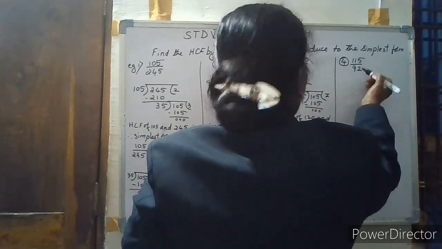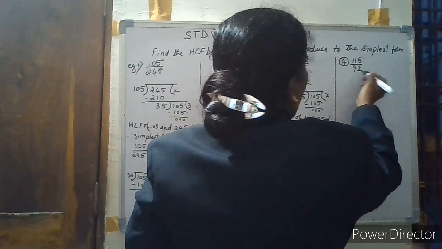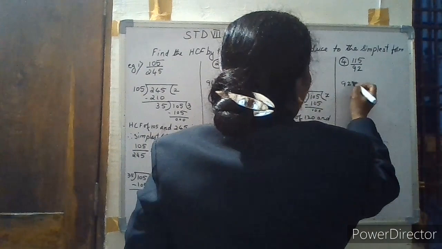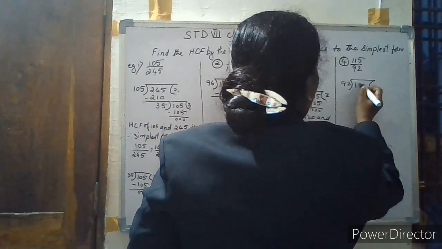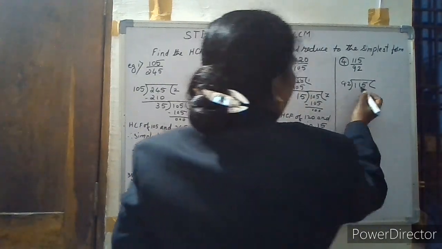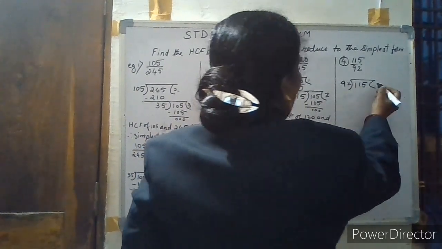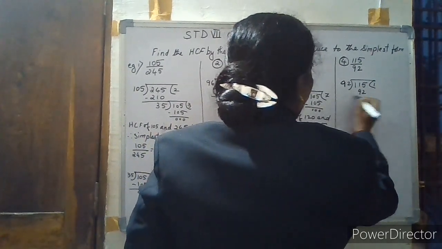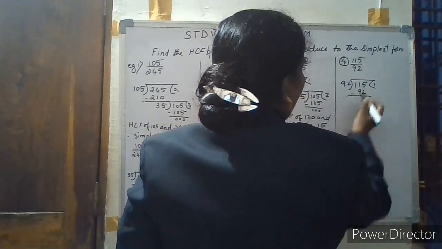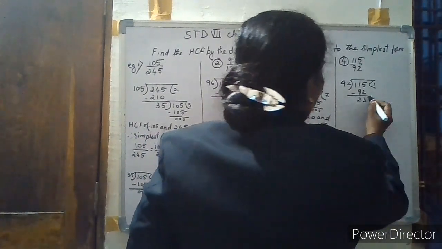115 by 92. So this again, the denominator is smaller than the numerator. So 92 becomes the divisor and 115 is the dividend. So 92 and 115 is very nearest. So it will go 1 time, 92, minus, the remainder is 5 minus 2 is 3 here and 9, 10, 11, 2 is the remainder. 23.